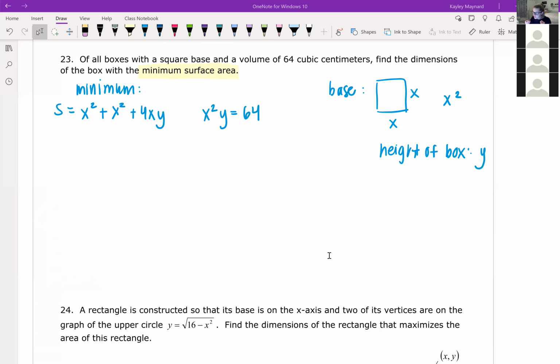Okay, so let me simplify this one. So S is 2x squared plus 4xy. Like usual, we're going to take the constraint and solve for something and then plug it back into our equation. So I usually choose y, so y is equal to 64 over x squared.